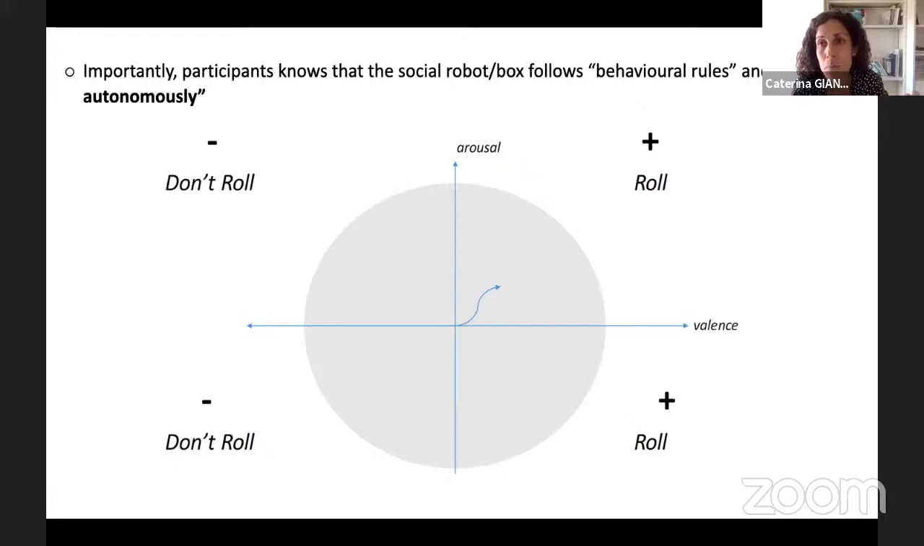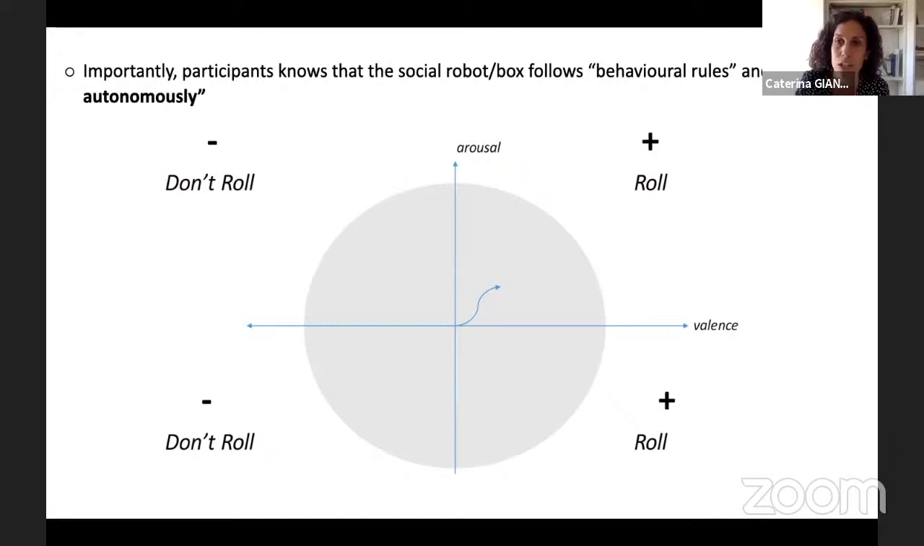If, for example, a participant looks at the robot and smiles, looks at the robot with a happy face, the robot will be happy and move to the right part of this plane. So it will be happy and it will roll the dice. On the other hand, if the human participant does not seem engaged in the interaction or looks at it with an angry face, it will be in a bad mood, so it will go to the other part of the plane and it will not roll the dice.